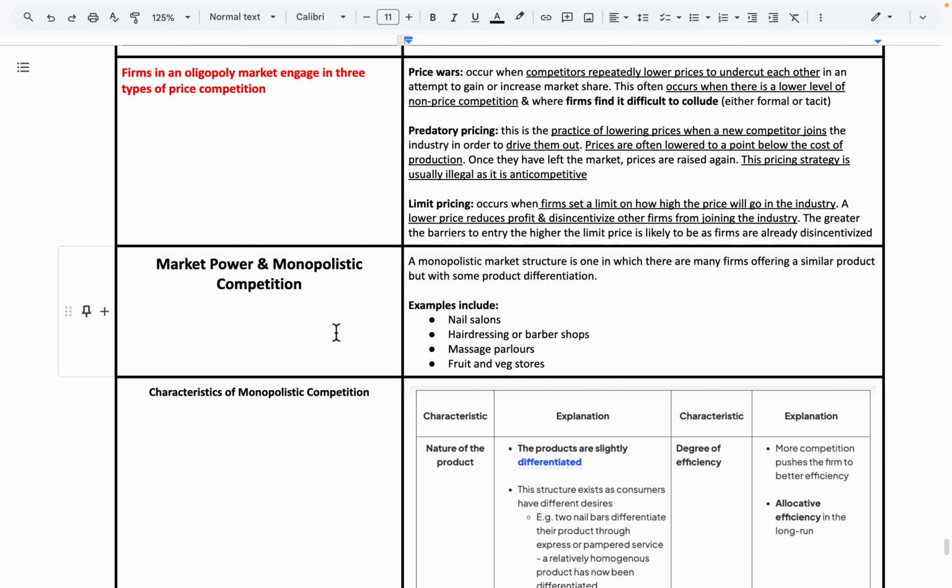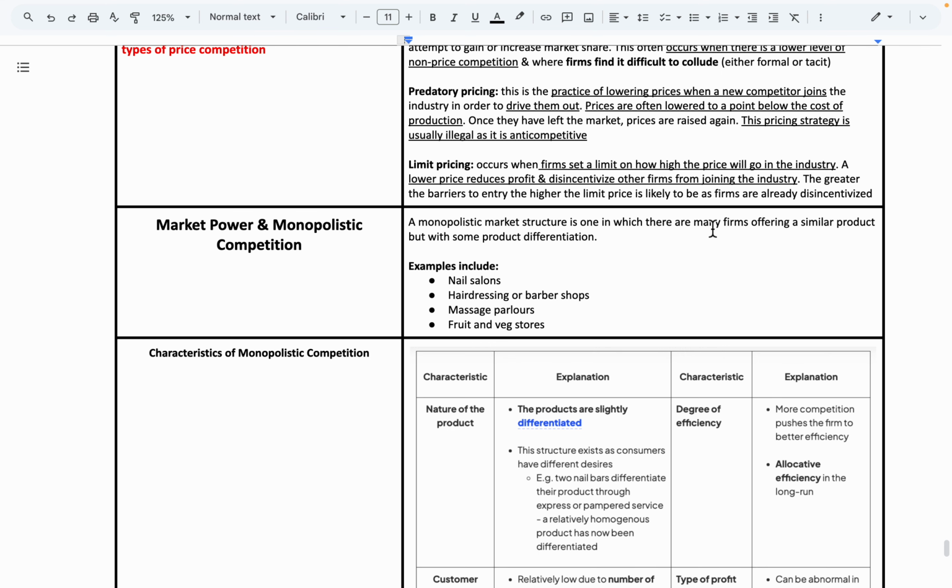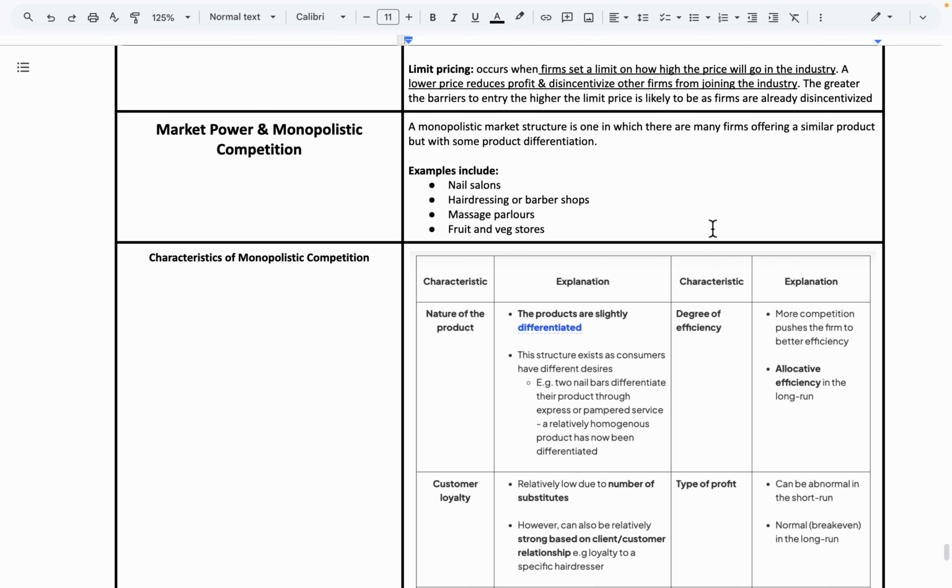Predatory pricing is the practice of lowering prices when a new competitor joins. It drives them out. It's a strategy that is really illegal and is anti-competitive. And limit pricing: firms set a limit on how high the price will go in the industry, and a lower price reduces profit and disincentivizes other firms from joining the industry.